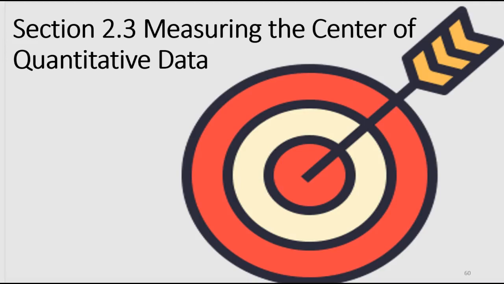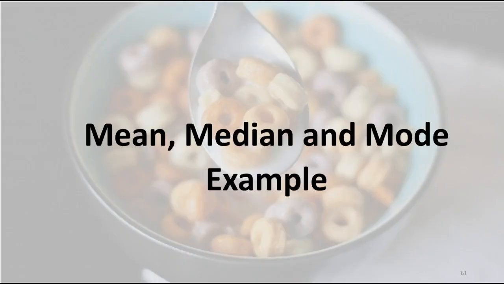In this video, we are going to look at the rest of Chapter 2. In Chapter 2, we're going to look at ways to measure the center of quantitative data. A measure of centrality tells us about the center of the values of a quantitative variable. There are many different ways to measure centrality, and you are probably already familiar with some of them. In this section, we're going to look at the mean, the median, and the mode.